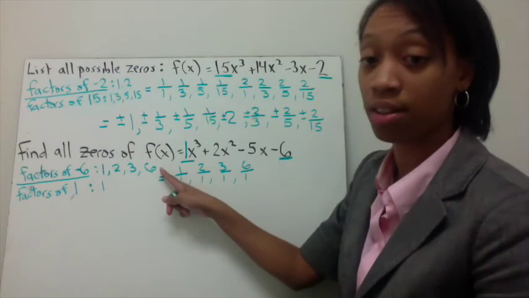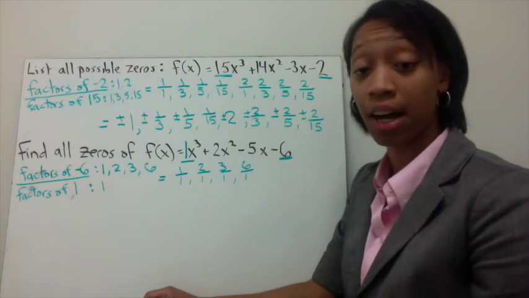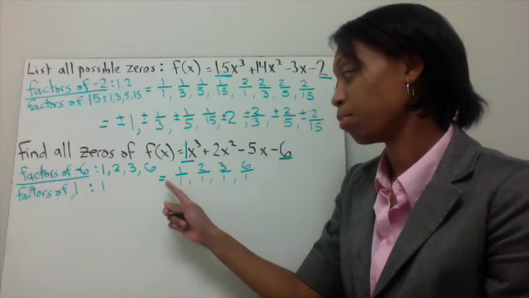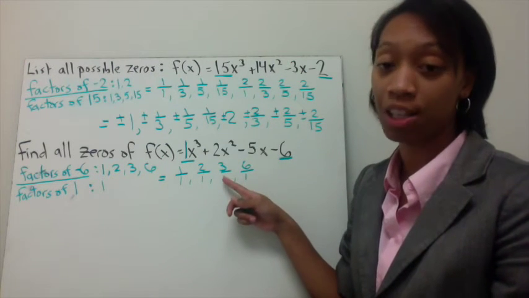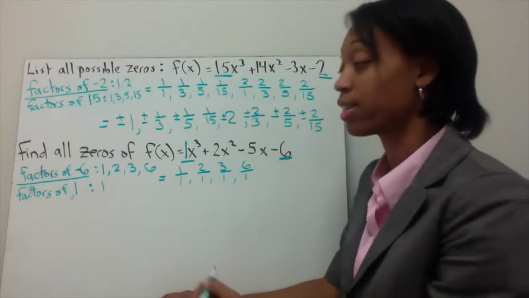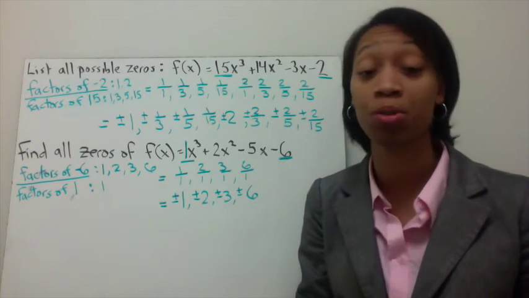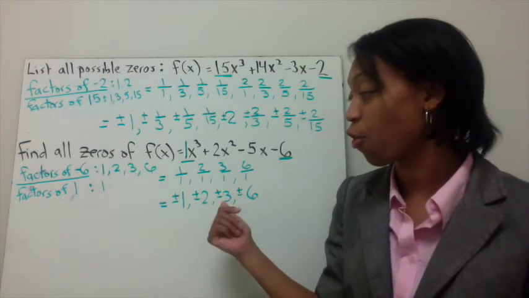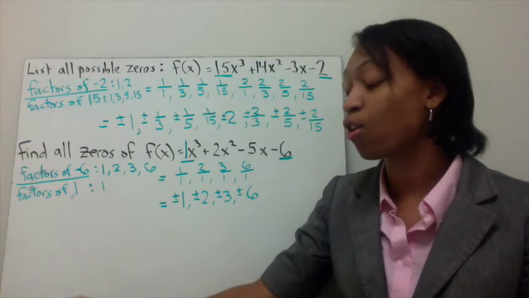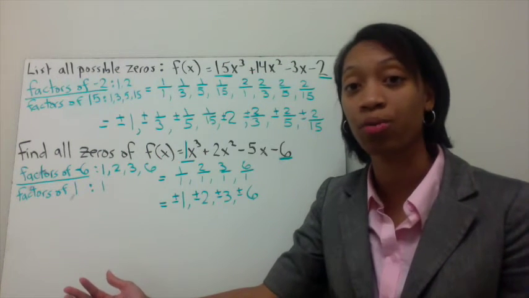Each of these numbers on top and the 1 on the bottom. So that means that the factors could be positive or minus 1, positive or minus 2, positive or minus 3, or positive or minus 6. Okay, and so now I have listed all the possible zeros. Now, this question, let's not just find all the possible ones. Let's find all the zeros. Let's go ahead and see which of those work as zeros and which of them don't.